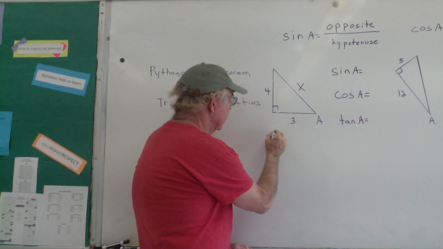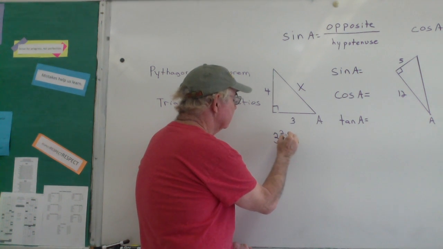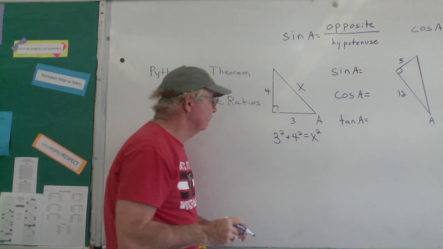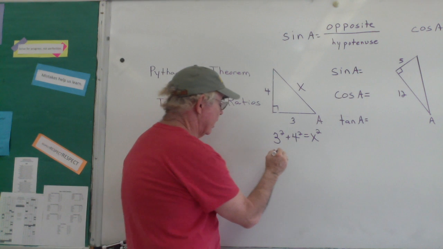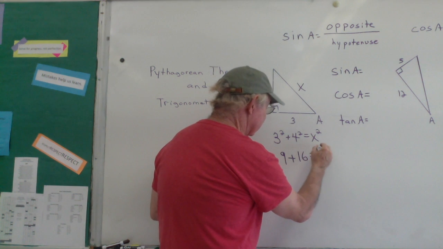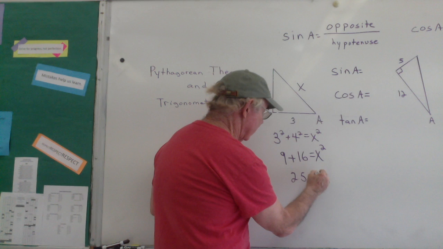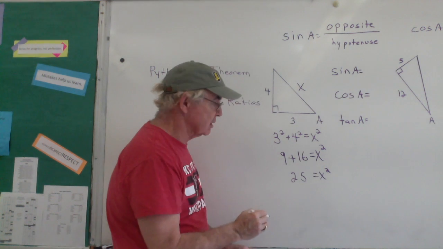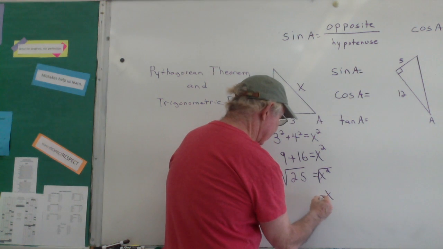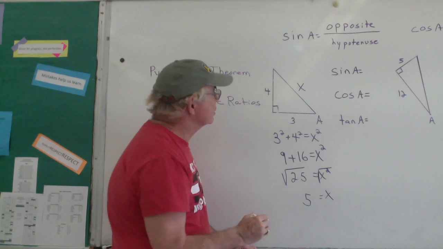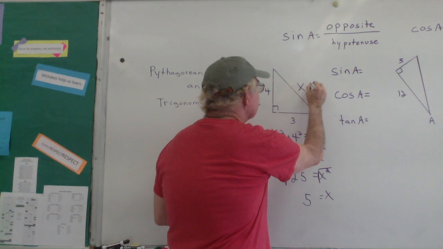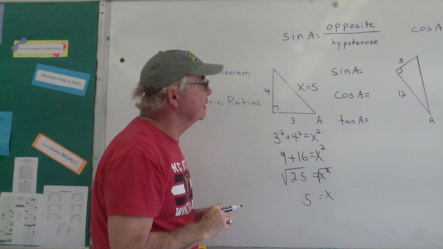So we have the leg squared plus the leg squared is the hypotenuse squared. And that gives us 9 plus 16 is x squared. And we take the square root of both sides, and we get x is equal to 5. So our hypotenuse becomes 5. Okay, now let's look at the definitions.